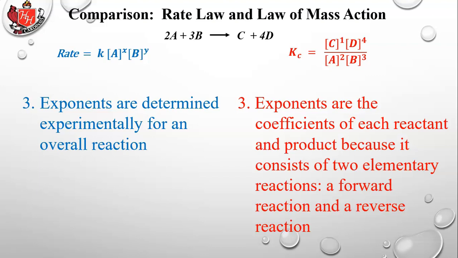Okay, 3. For the law of mass action, exponents are the coefficients of each reactant and product because it consists of two elementary reactions, a forward reaction and a reverse reaction. Remember how we showed you that the equilibrium constant, capital K, was derived from the rate of the forward reaction being equal to the rate of the backward reaction. The forward and backward reactions are both elementary reactions, and therefore you can use the coefficients as exponents, and that's what the law of mass action does.